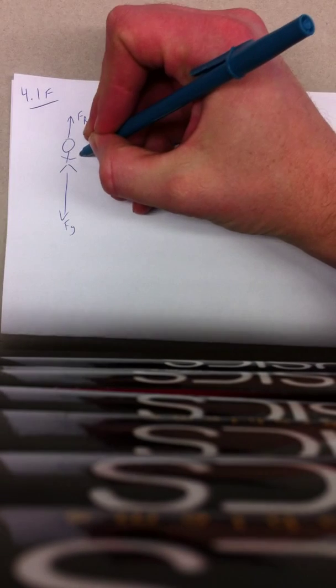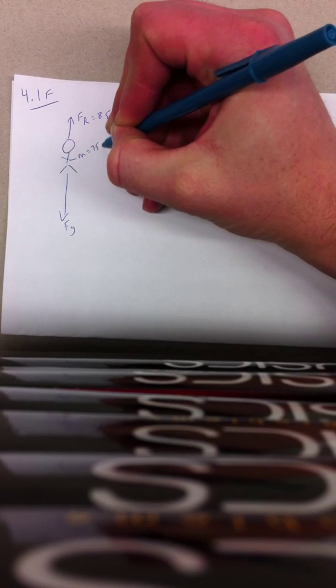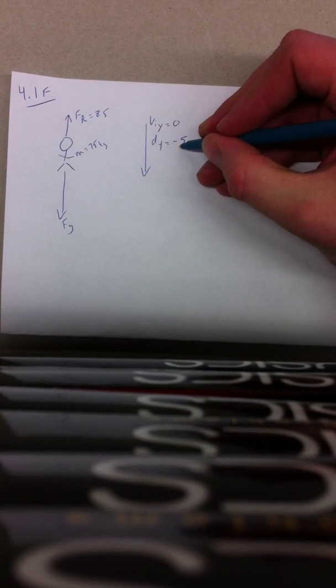Okay, we're looking at question 4.1F. It says a person with a mass of 75 kilograms jumps off a building to avoid a fire, and the building has a height of... I'm just going to go with 5. So he has air resistance of 85 newtons pushing him up, and that's his weight.